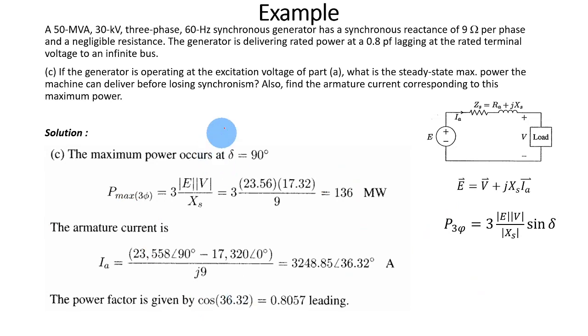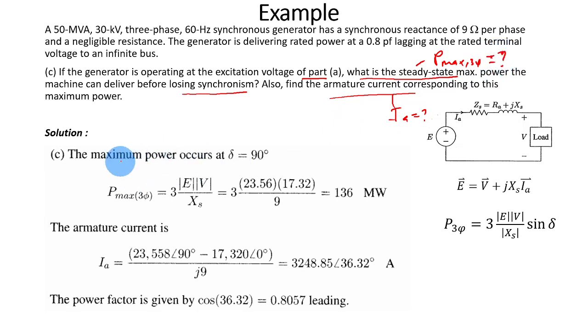All right, so let's take a look at the example part 1 also, but on question part C. Now the same system that we had before. If the generator is operating at the excitation of part A, what is the steady state maximum power that the machine can deliver before losing synchronism? Also find the armature current, which is IA. The first one, you want to find the P max, which is 3-phase, and also you want to find the IA. What is P max and what is IA?